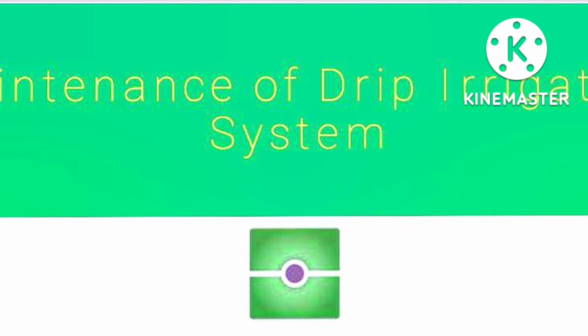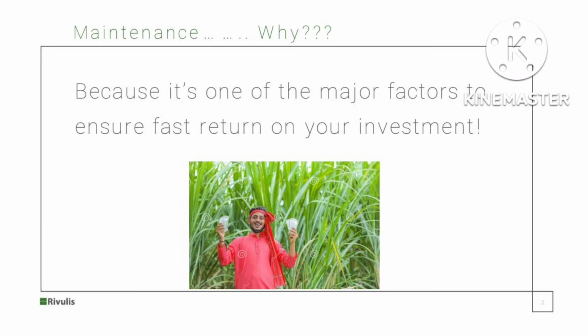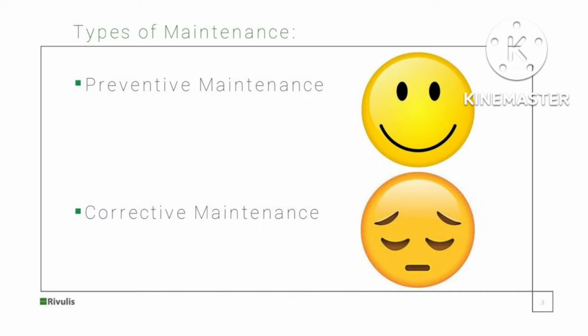For lifelong use of drip irrigation, maintenance of drip is also important. So why maintenance? Because it's one of the major factors to ensure fast return on your investment. That's why the types of maintenance: preventive maintenance and corrective maintenance. These are two types of maintenance.